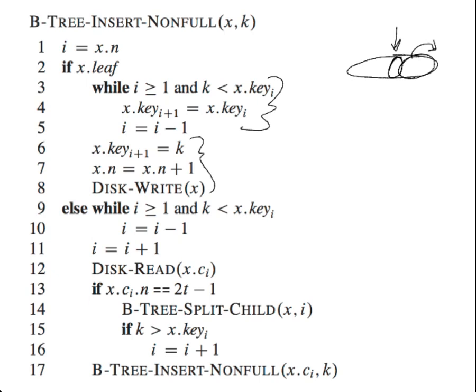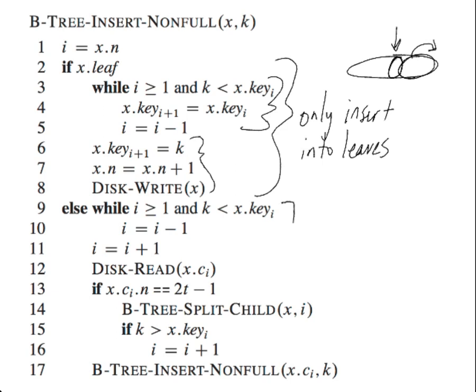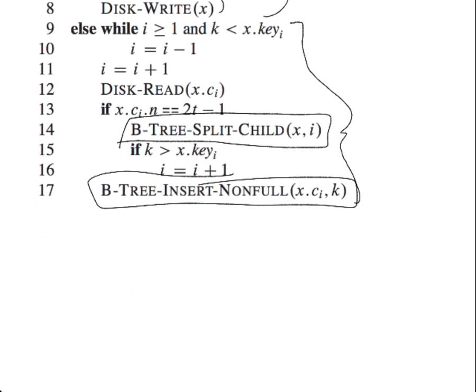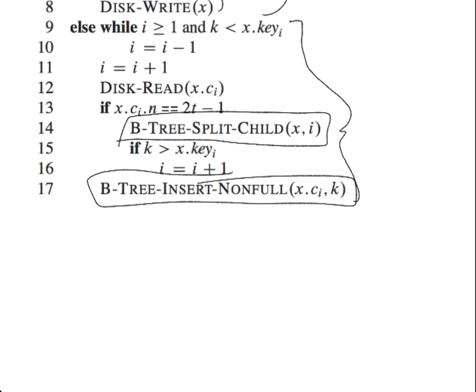Now this is if it's a leaf. We're only inserting into leaves. Otherwise, we're going to read, split the child if necessary, and then make a recursive call to insert non-full. Now, there's an important subtlety here, and that's this splitting while we're going down to insert.